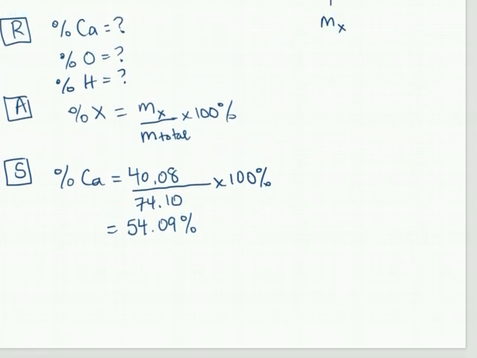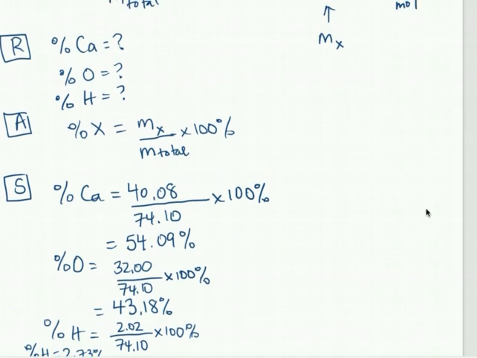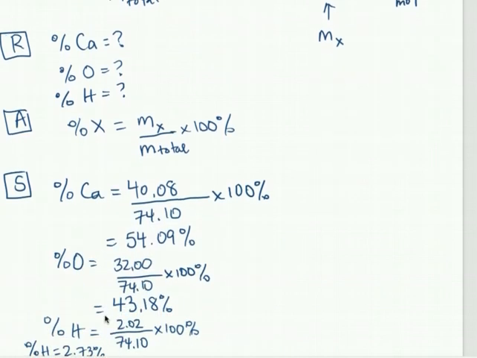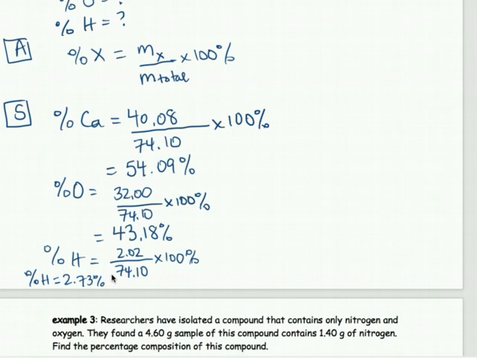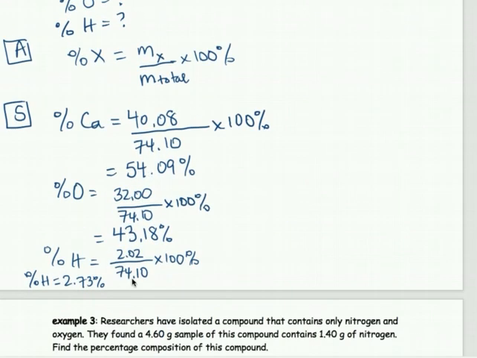Let's quickly go find oxygen and hydrogen. Okay, so I went ahead and calculated the oxygen and the hydrogen. So again, oxygen was 32 compared to a total of 74. Okay, so 43%. And hydrogen was 2.02 grams per mole compared to 74.1. And then it makes up 2.7%.